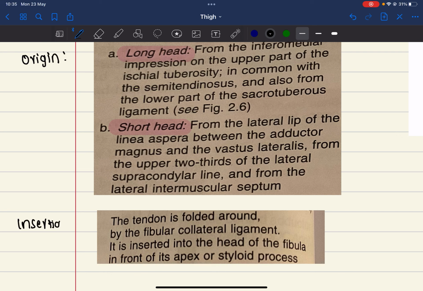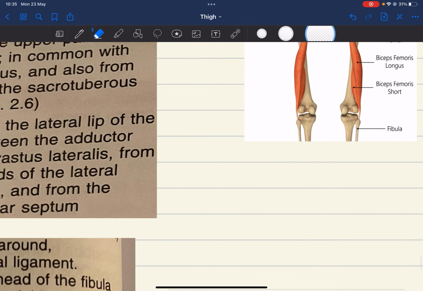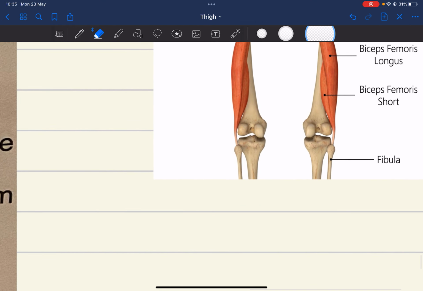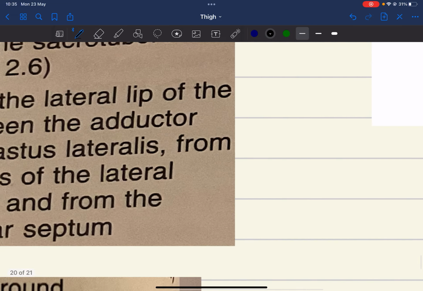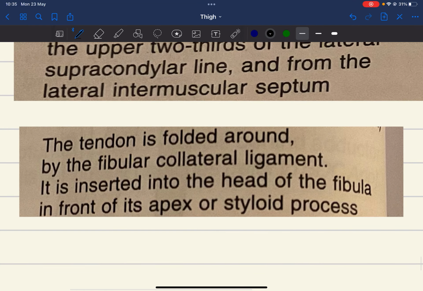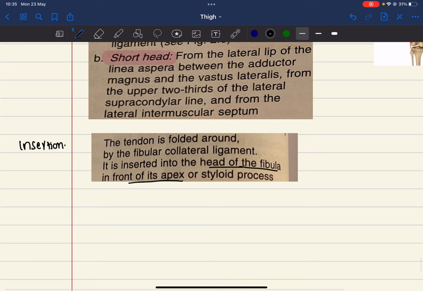यो चाहिँ कतापट्टि गएर insert हुन्छ भन्दाखेरि we can see in the figure, this is going and inserting into the fibula मा गएर insert भएको छ. यसरी यहाँ fibula मा गएर insert भएको छ. So it is inserted in the head of the fibula in front of the apex. So it is inserted into the fibula.